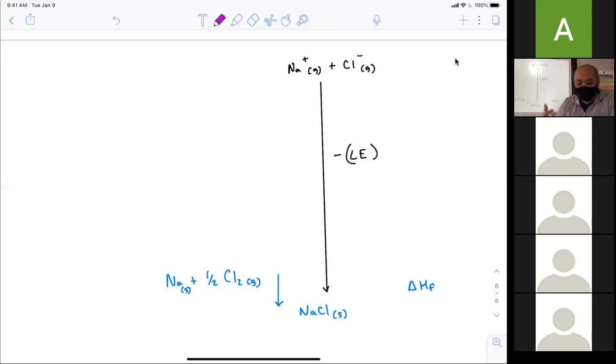Now, you've got to figure out a way to get from Na solid plus 1/2 Cl2 gas all the way to Na+ gas plus Cl- gas. So we'll focus on Na first. What's the first thing we have to do to the Na solid? Atomization, right, Aiden? So this becomes Na gas plus 1/2 Cl2 gas. So that is atomization.